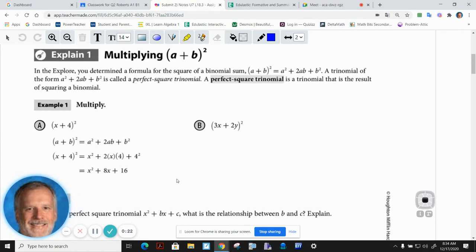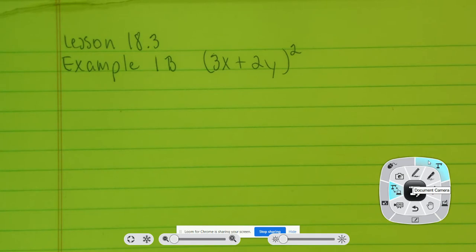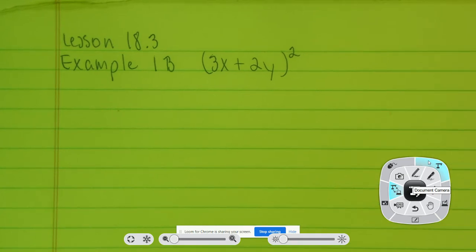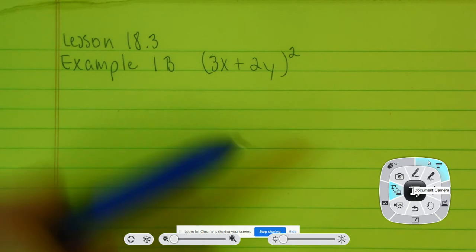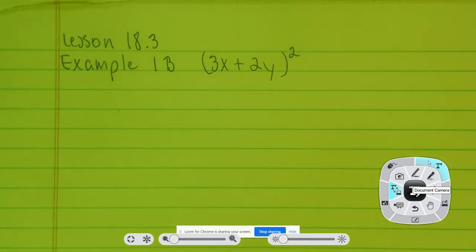I want to look at example number 1B. Number 1A is already worked out for you in your notes. And if you just jot down (3x + 2y), be sure to indicate that that's squared. One of the mistakes I found some folks do, and it's a very common mistake, is they think, well, I can square the 3x and I can square the 2y, but actually you can't. That's not the way it works.